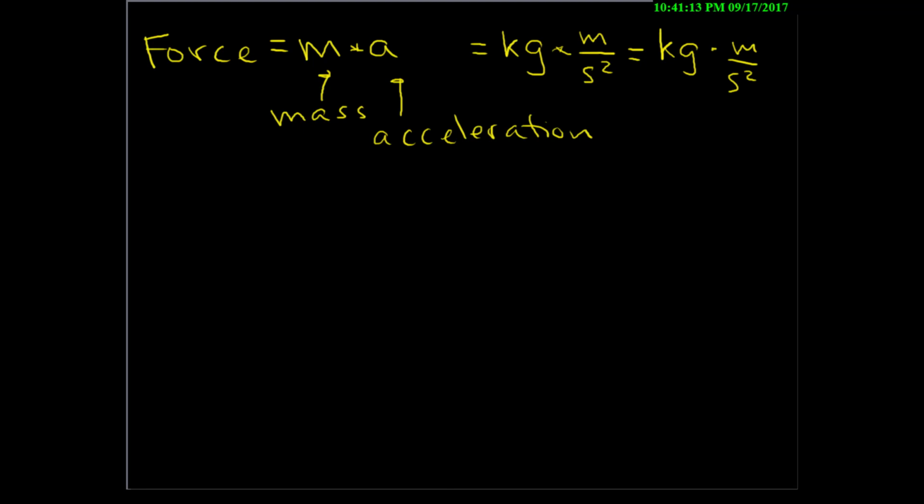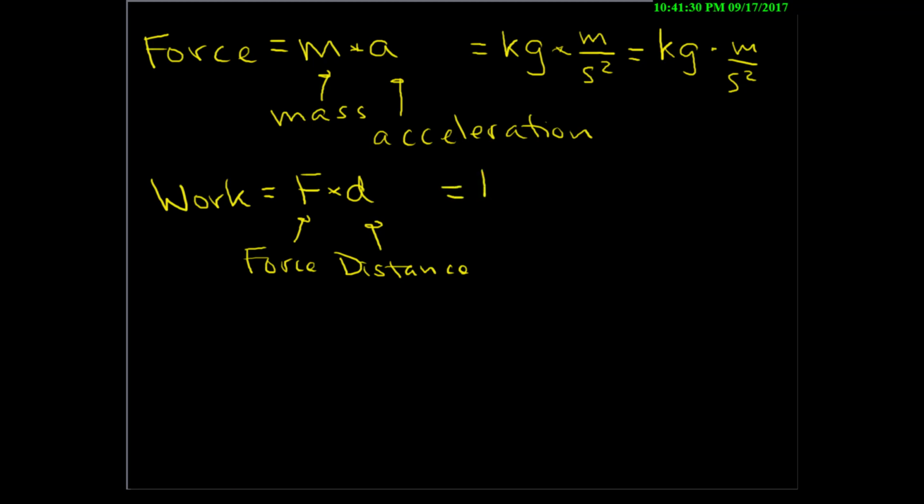And let's also recall that the definition of work is equal to force times some displacement or distance. And again, we know that the units for force are kilograms meters per second squared, times that displacement in distance, which again is in meters, giving us final units for work of kilograms meters squared over second squared.